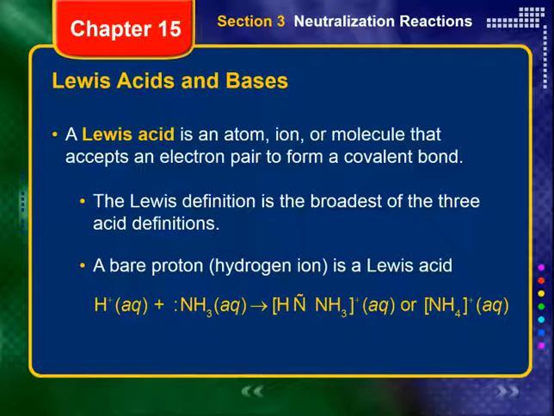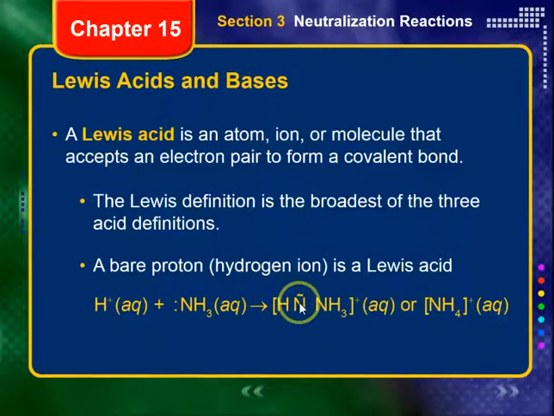This Lewis definition is the broadest of the three acid definitions. A bare proton, just a hydrogen ion, is a Lewis acid. For example, if we react the hydrogen ion, H+, with the ammonia molecule, and hopefully you remember from drawing our Lewis structures that NH3 has 3 hydrogens bonded to the central nitrogen, but it also has a lone pair of electrons. That lone pair of electrons is going to be accepted by this positive charge here.